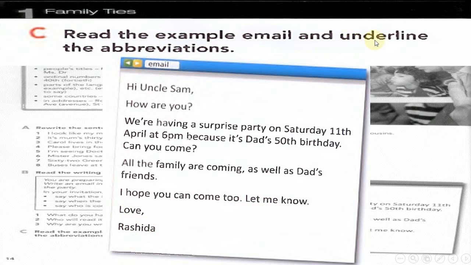So you need here to underline the abbreviations. Okay? So the first one is hi. The second one is 11th. The third one is 6 p.m. and 50th. Okay?